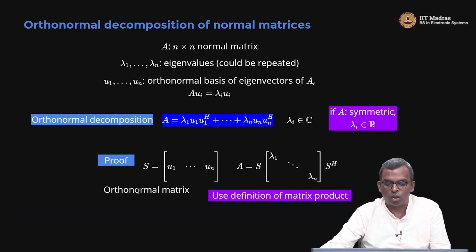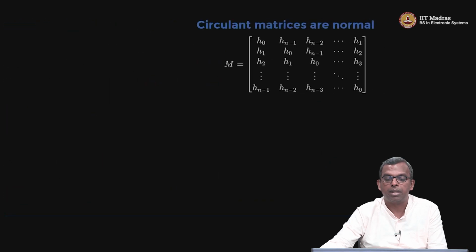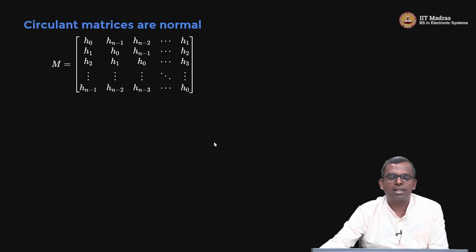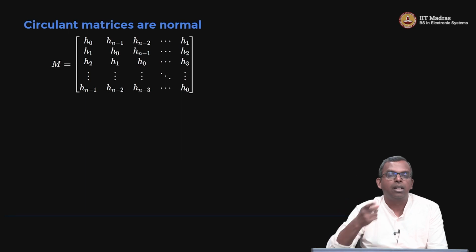You just take the orthonormal matrix decomposition, write it like this, use the matrix definition of inner product, and you will get this. Okay, so that's the thing about normal matrices. A couple of quick proofs here. First, circulant matrices are normal. We saw that circulant matrices need not be symmetric, but they are normal.